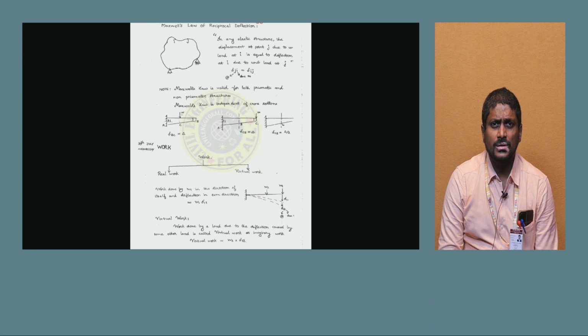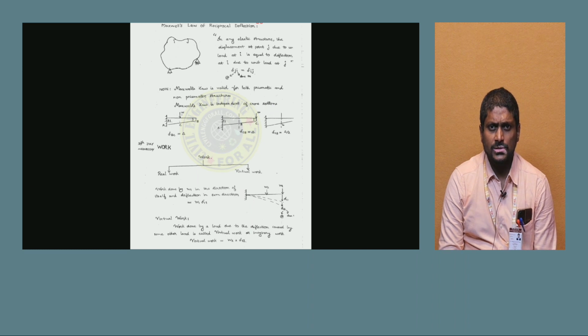In this method, in any elastic structure, the displacement at point j due to a unit load at i is equal to the deflection at i due to a unit load at j. So delta ji equals delta ij. Note, Maxwell's law is valid for both prismatic and non-prismatic structures. Maxwell's law is independent of cross sections.